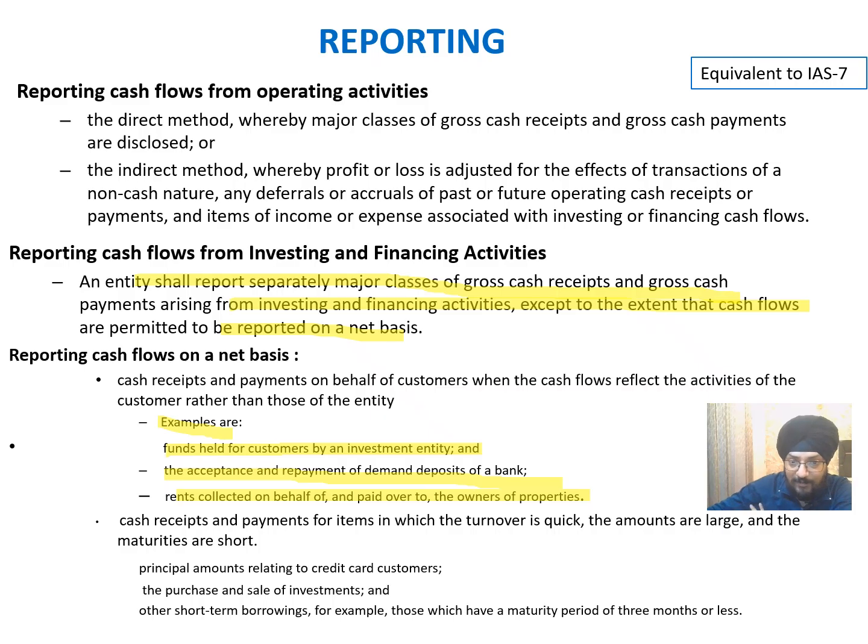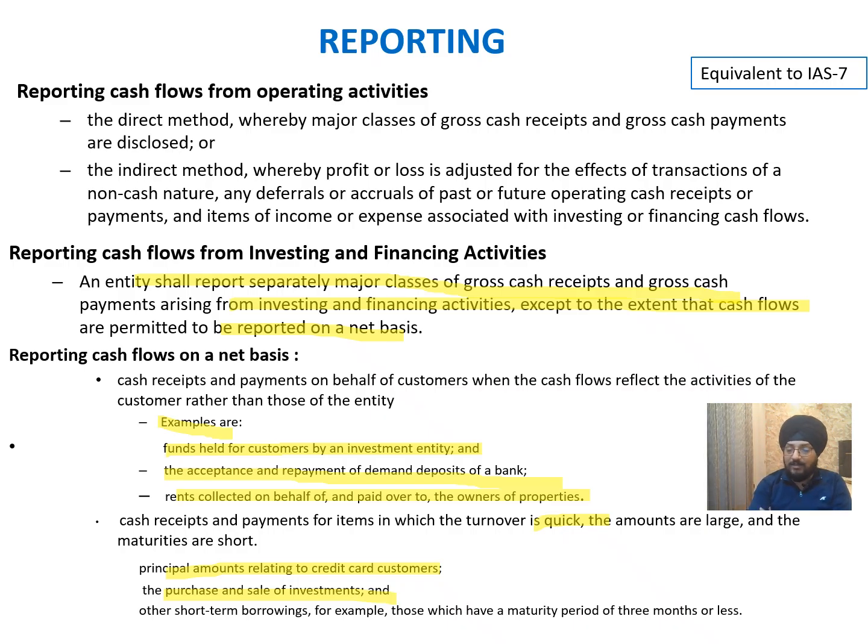Similarly, cash receipts and payments for items in which the turnover is quick, with large amounts and short maturities. Credit card customers are a typical example, where they have multiple credit card transactions. Instead of showing each transaction or the details separately, they have to show the total amount on a net basis.